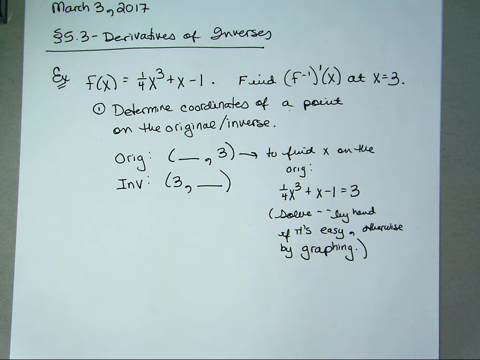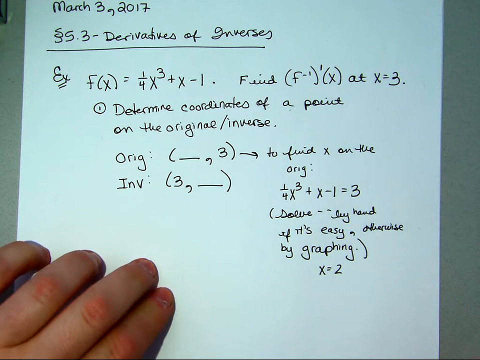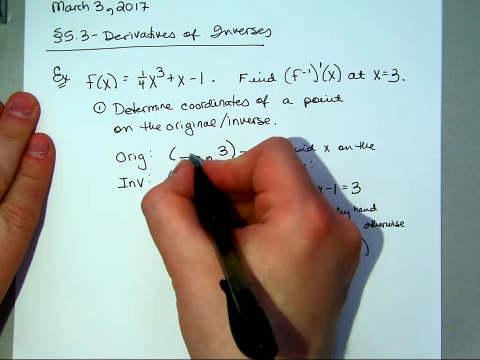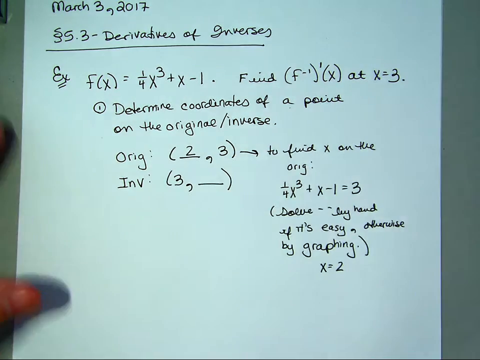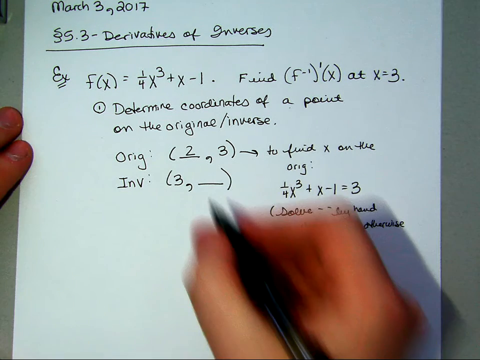Adela, do you have that missing coordinate? The x-coordinate? X equals 2. I now know the original function has the coordinates 2, 3. So what are the coordinates of the point on the inverse? Don't think too hard. 3, 2. I now know the complete coordinates.